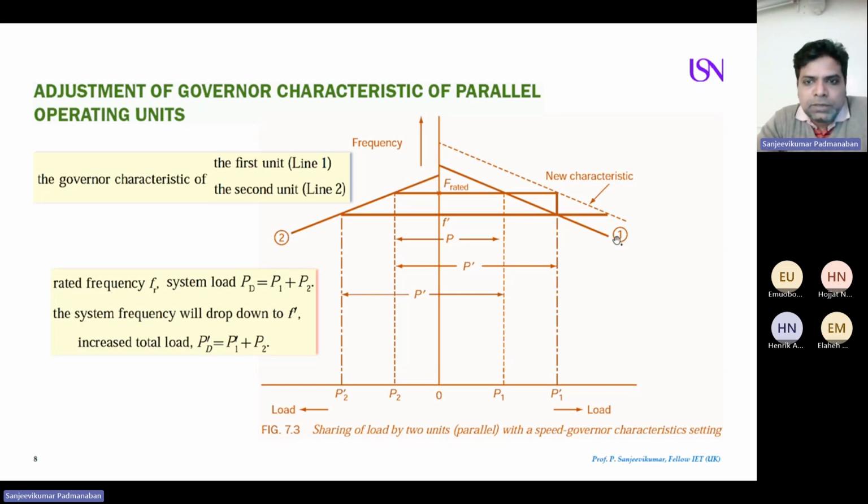Now I want to control this power system for the rated frequency. Both should have the same frequency, and the total power delivered should be a summation of both the lines. Then let the rated frequency of both the systems be FR. And the system load required from both the lines is going to be P1 and P2, where P1 is the power from line 1 and P2 is the power from line 2.